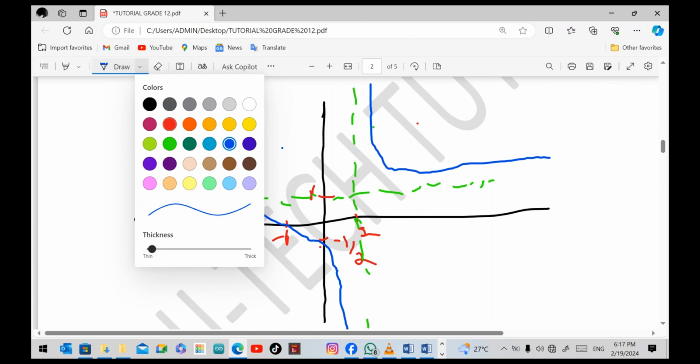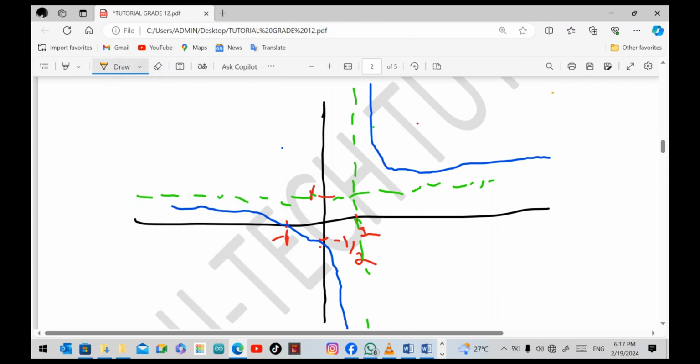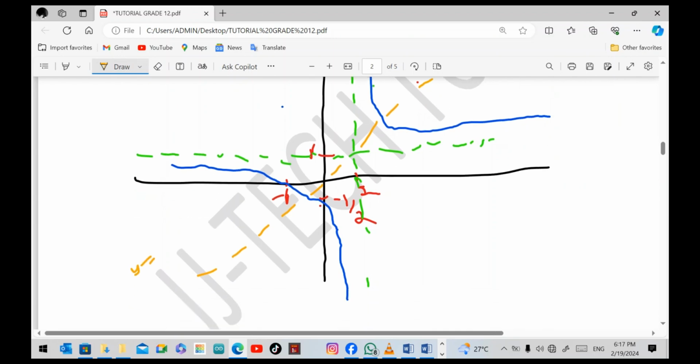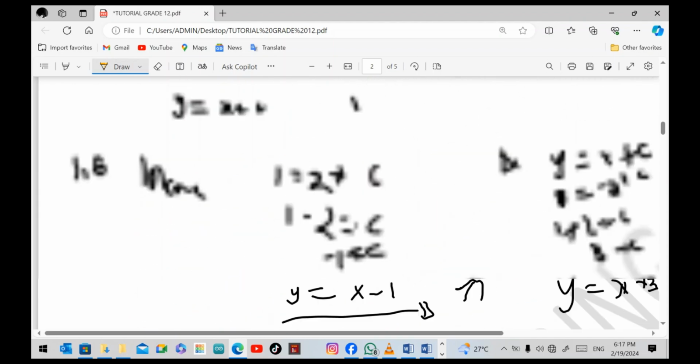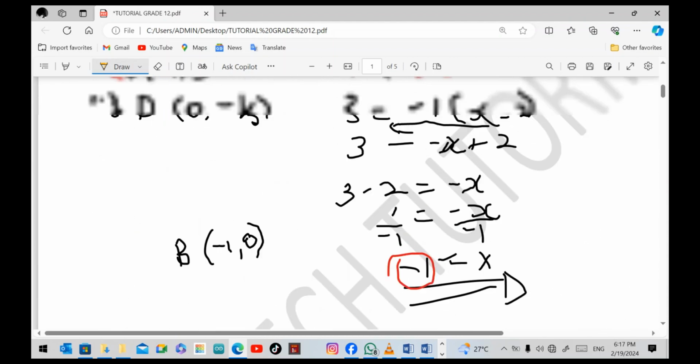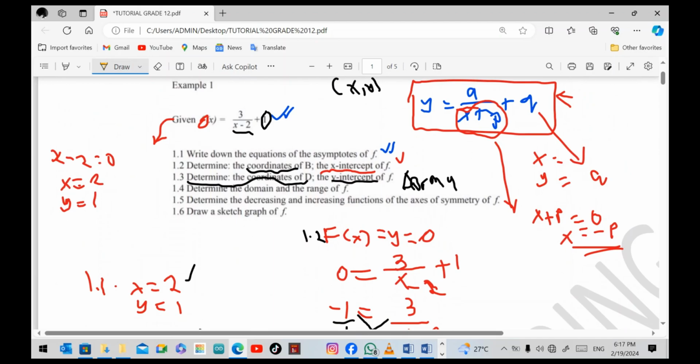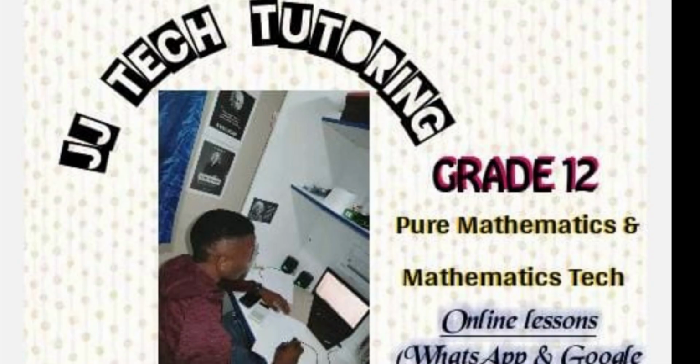Then we can at least add the asymptotes and the axis of symmetry. We can just do it here, and here it can be the decreasing one, and there it could be the increasing one. This is how the graph should look, and this is how we can easily solve the equation of the function. As simple as that.